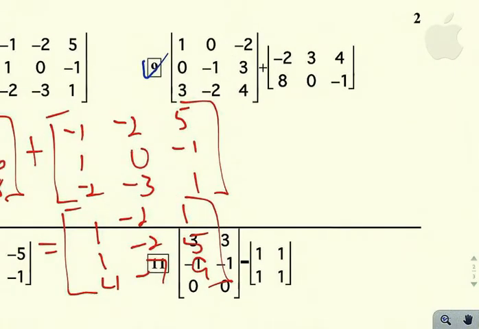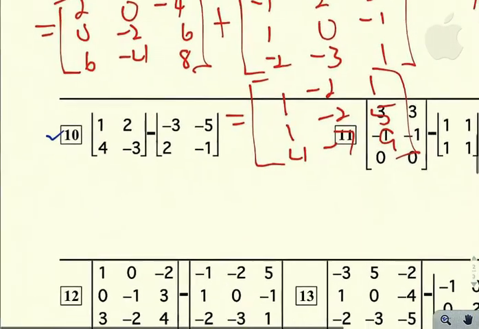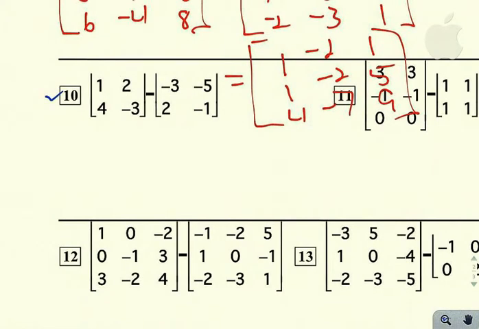You notice these two are not the same size. The first matrix is 3 by 3 and the second is 2 by 3. So it's impossible. Can't be done. Okay, number 10.